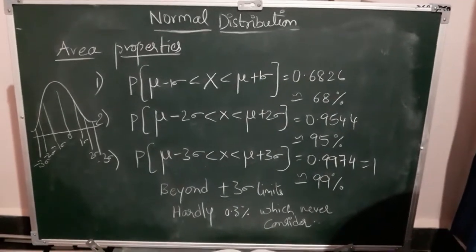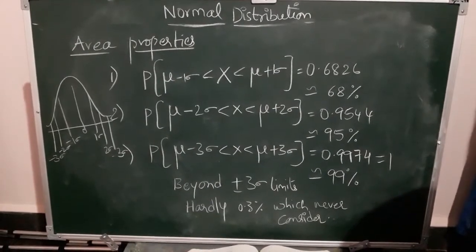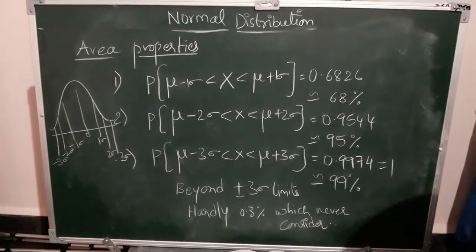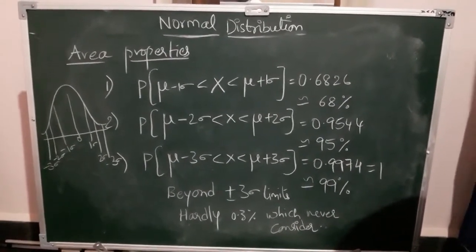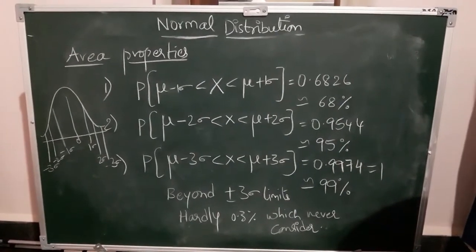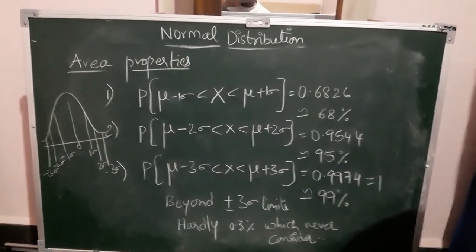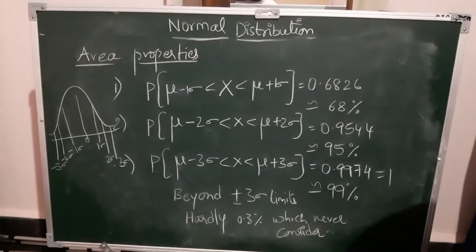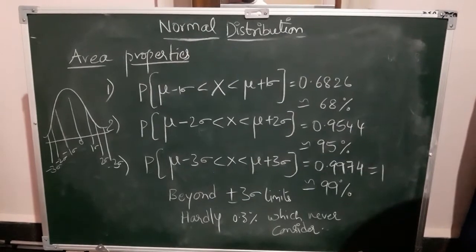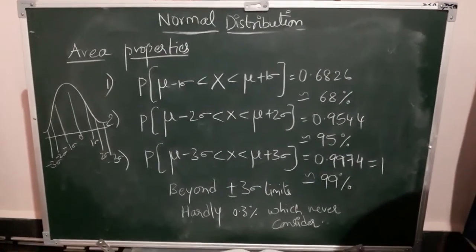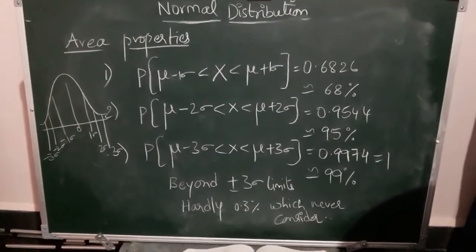Next, property number 5. For a normal distribution with standard deviation sigma, the quartile deviation is 2 by 3 sigma. 2 by 3 sigma is nothing but 0.6745 sigma. Remember. And then the mean deviation is 4 by 5 sigma. Next, property number 6. The curve is asymptotic to the x-axis. What does it mean? The curve goes nearer to the x-axis, but it never touches it. That is the meaning of asymptotic.